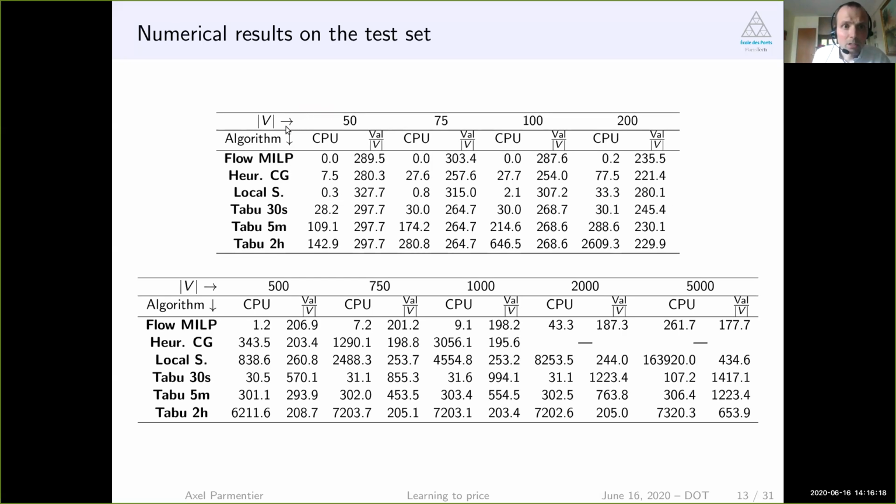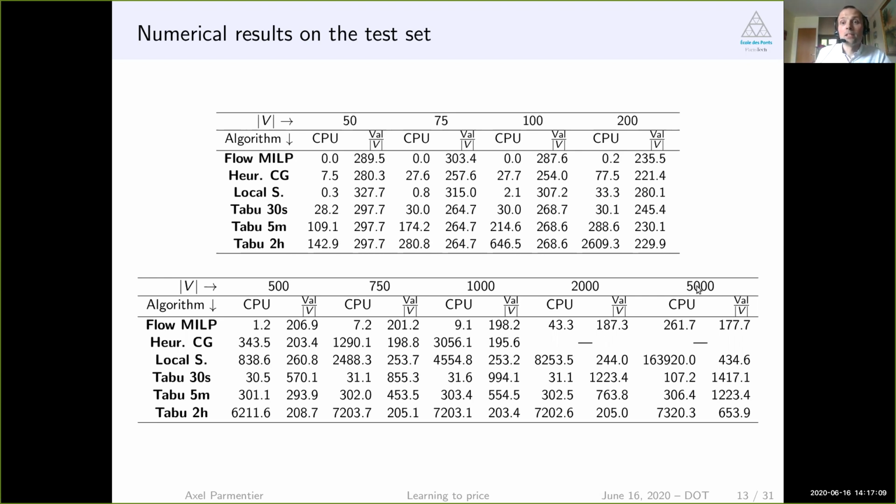So here I give numerical results. The numerical results are averaged on the test set instances with a given size, the number of tasks, for the different algorithms. And what we can see there is that, first, of course, the flow MIP heuristic will be super fast. Why? Because I just solve a linear program that is not so big. And so it can find solutions very fast. You have the CPU time, even on very large instances.